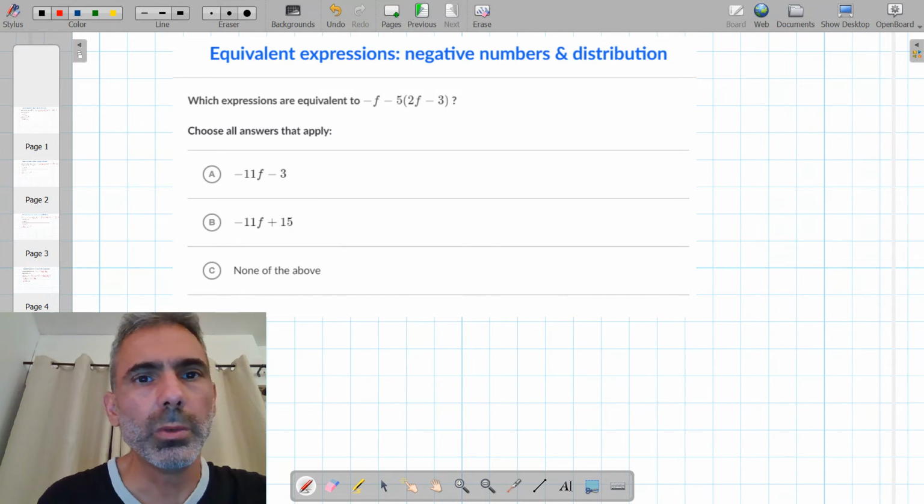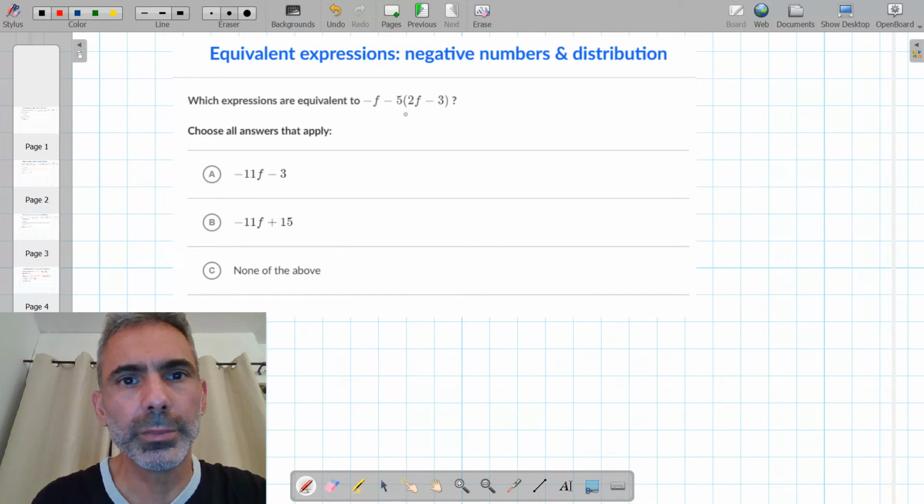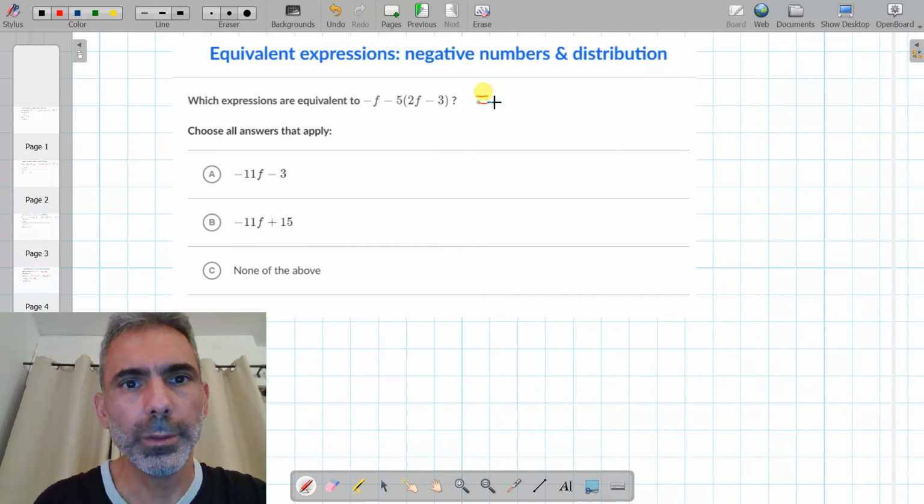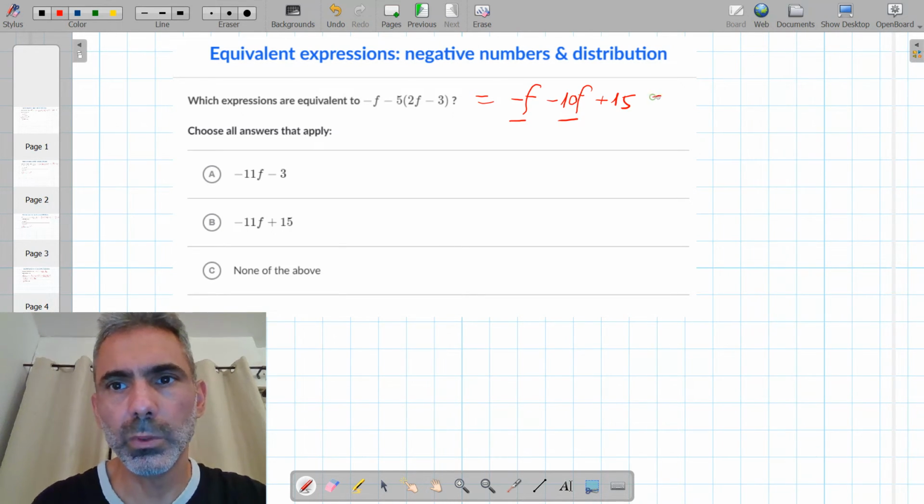Which expressions are equivalent to minus f minus 5 times 2f minus 3? Okay, so let's open the parentheses. So minus 5 times 2f is minus 10f. And minus 5 times minus 3 is positive 15. Then we can combine these two terms. So minus f is negative, minus 10f is negative, so we have a total of minus 11f plus 15.